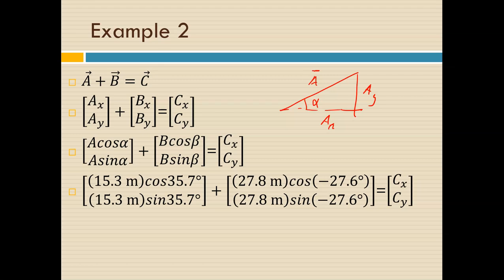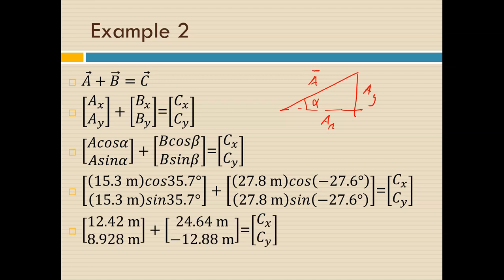Okay? Now the next step could be go ahead, take out the calculator, and go straight across. So it'd be 15.3 meters times the cosine of 35.7 degrees plus 27.8 meters times the cosine of negative 27.6 degrees. We could do that. I'm going to just evaluate each one of those so it looks like that. So 12.42 meters and 8.928 meters for A, 24.64 meters and negative 12.88 meters for B. Okay? And now you see, if AY points up, then BY has to point down.